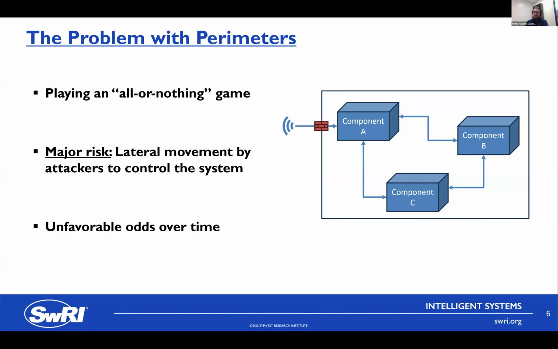Now, the problem with this perimeter-based approach is you're playing an all-or-nothing game. There's a major risk of lateral movement by attackers if they're able to get control of the system once you get past that perimeter, with unfavorable odds over time. So in essence, even if you have a 1 in 1,000 chance of getting through that perimeter, once you do, you have a 100% chance of getting to the other components within the system.